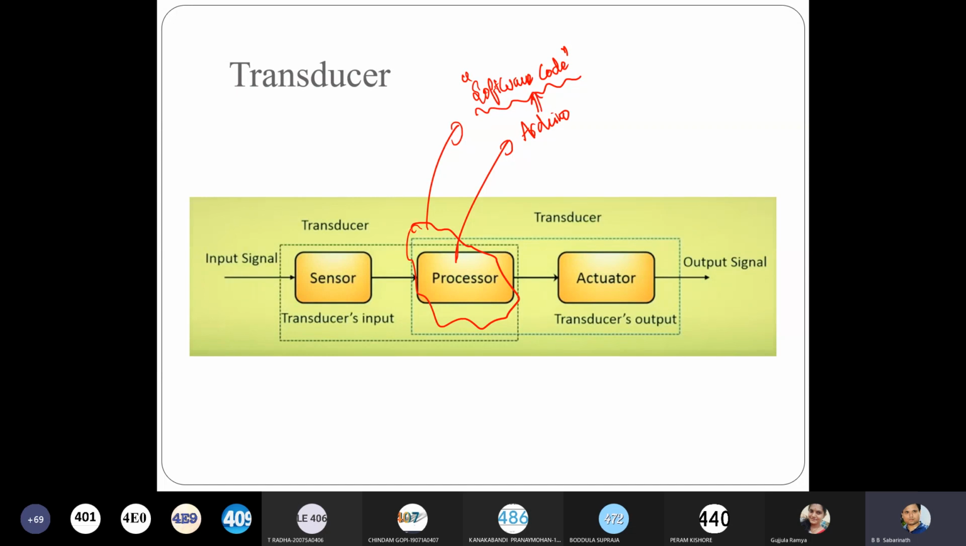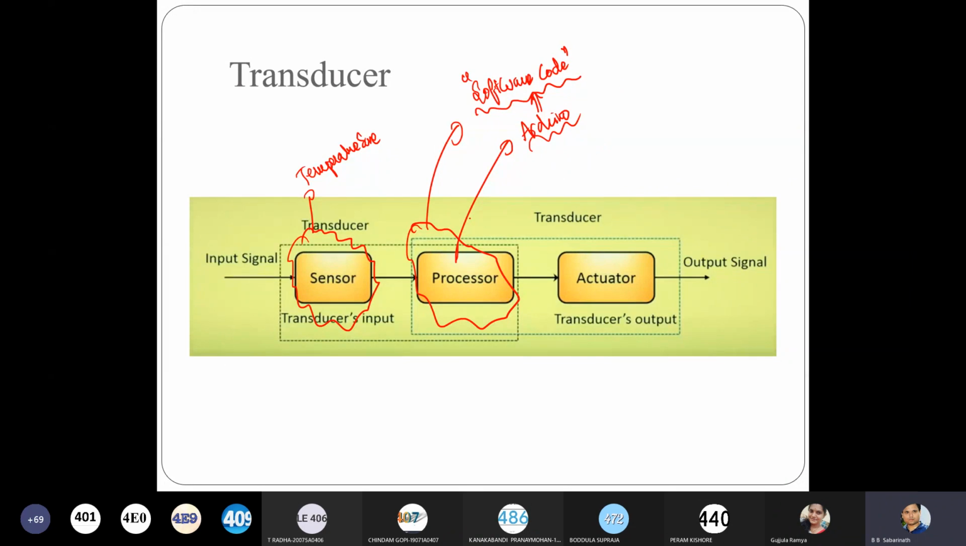Before that we interfaced the temperature sensor to the processor. The temperature sensor converts the temperature to a voltage and gives it to the processor. The processor reads that voltage, does some computations, and the result is displayed in the COM port, the serial port. That's what we did in the last class. The same thing I'm explaining here, generalizing that part.